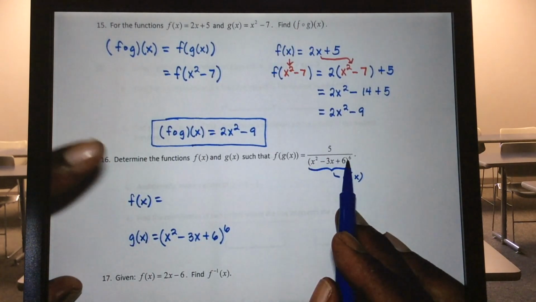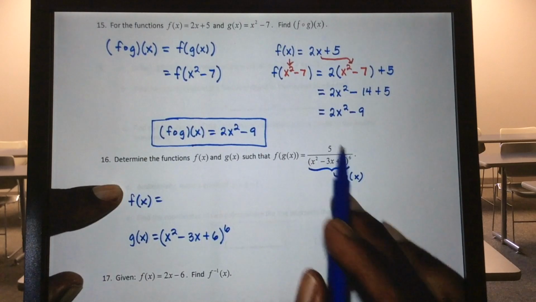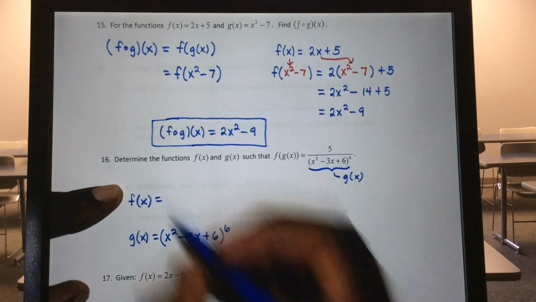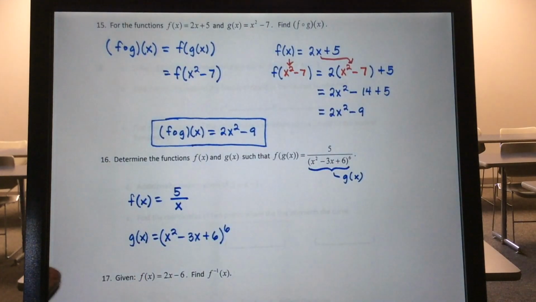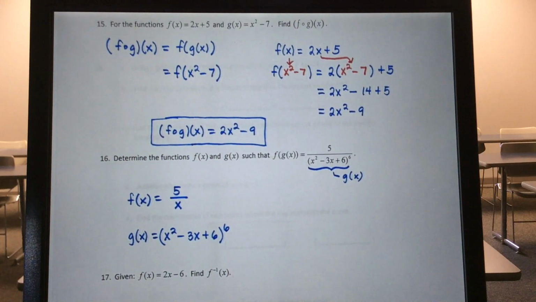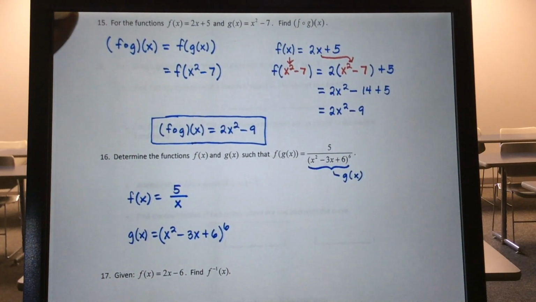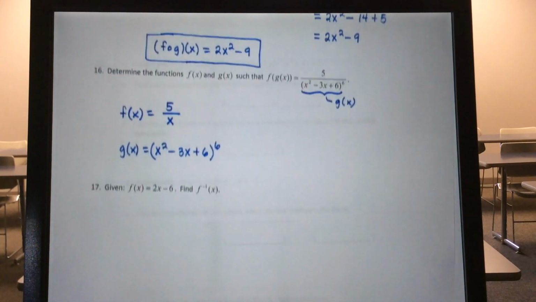So the f of x function had to start off as 5 over x. So here f of x is 5 divided by x, and g of x is that x squared minus 3x plus 6 quantity raised to the 6. Okay? So that's how we decompose those two functions here. All right, number 17.